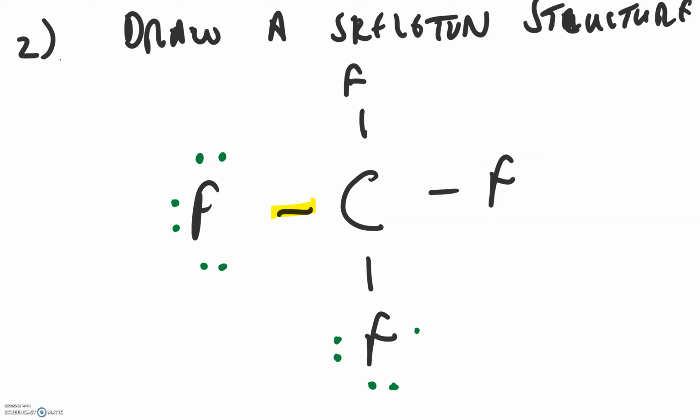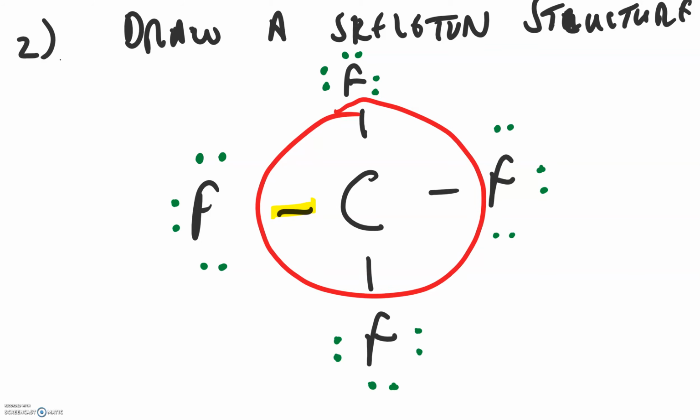Of the 18 left, we're going to put 6 around this fluorine. That means we have 12 left. Of the 12 left, we'll put 6 around this fluorine. And now we have 6 left, and they'll go here. And all I'm doing is trying to fulfill this octet, so I'm going to double check.